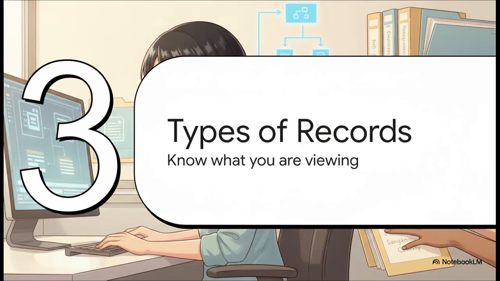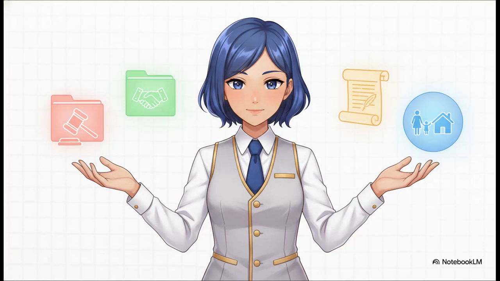Let's jump into part 3, types of court records. Once you're actually in the database, it helps to know what you're looking at. There are basically 4 main buckets here. Criminal cases cover state law violations, so everything from major felonies all the way down to a minor traffic ticket. Civil cases handle lawsuits, contracts, and property disputes, usually where money's on the line.